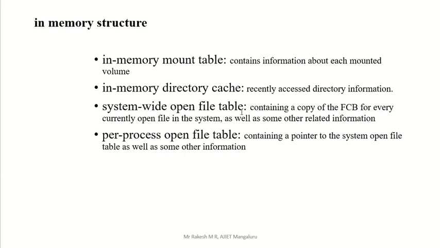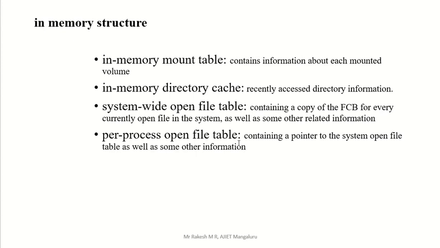System wide open file table means in the system, however many files are open, all that file information is there in the system wide open file table. Now what is a per process open file table? Here in your system, if 10 files are open, all the 10 files' information is there in the system wide open file table, but which file you are currently working in, that information is there in the per process open file table.